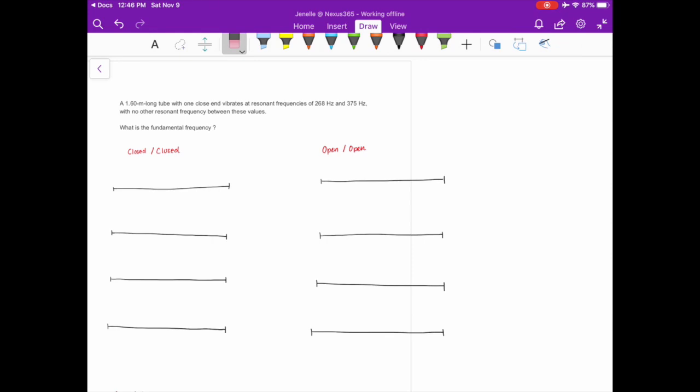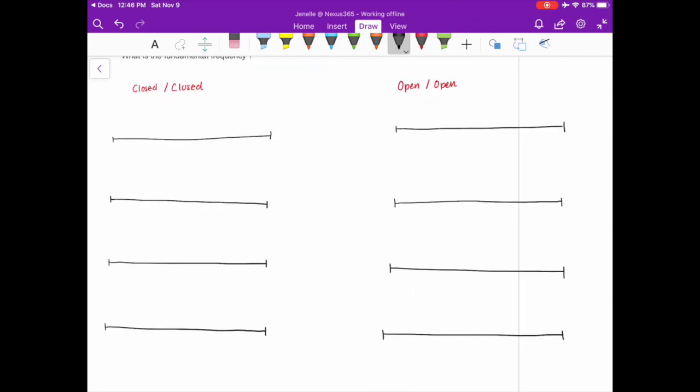Before we even begin to attempt solving this problem, let's talk about the three different scenarios: a closed-closed tube, an open-open tube, and an open-closed tube. Let's start with our first scenario of a closed-closed tube. For a closed end, we know that there must be a node, so there must be a node at both ends in this case.